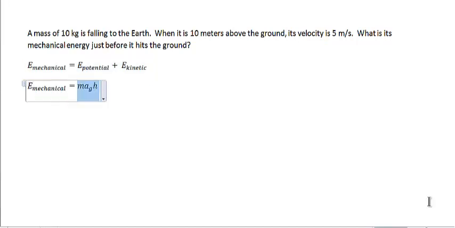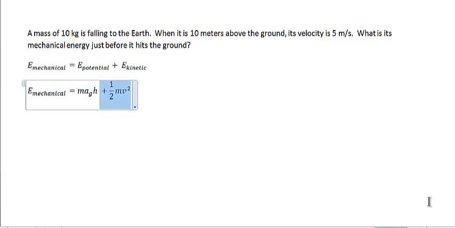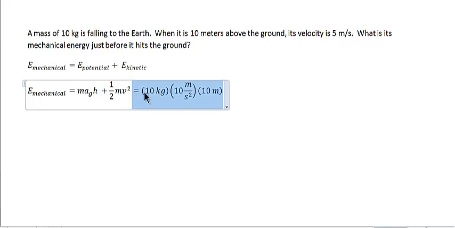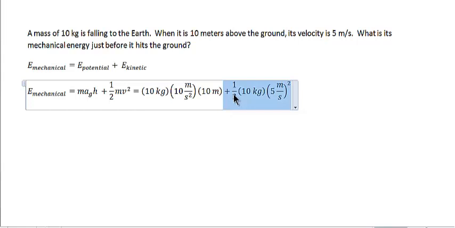Potential energy is made up of m g h, and kinetic energy is made up of 1/2 mv squared. So now we'll just throw in the numbers. For potential, it's 10 kilograms was its mass, acceleration due to gravity 10 meters per second squared, and its height 10 meters. And then we'll do the same thing for kinetic energy. It said when it was 10 meters up, its velocity was 5 meters per second. So 1/2 mass times velocity squared.